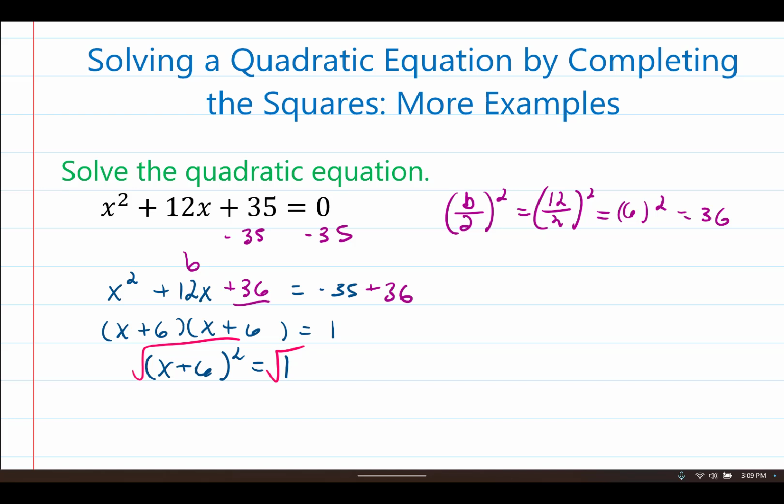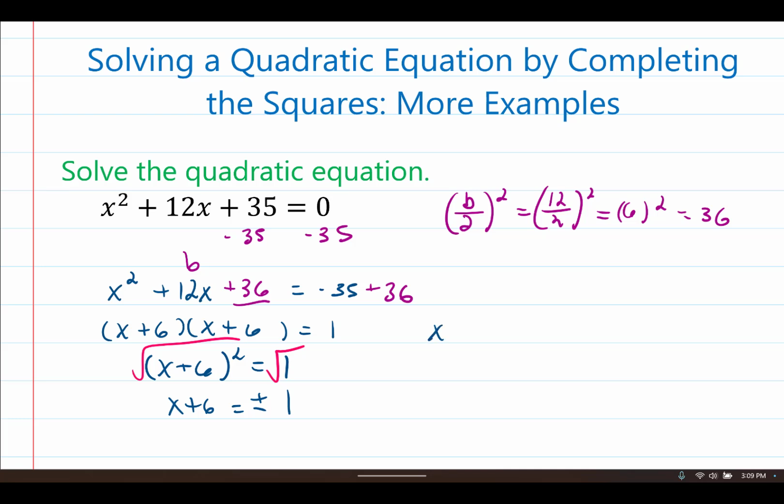When we take the square root of the left side, it undoes the squared, so we're left with x plus 6. When we take the square root of 1, we get a value of 1, but we must include a plus or minus. So anytime we take the square root of both sides to solve an equation, we are going to include a plus or minus on the side that is opposite the exponent, the squared that we were trying to undo. This now gives us two equations.